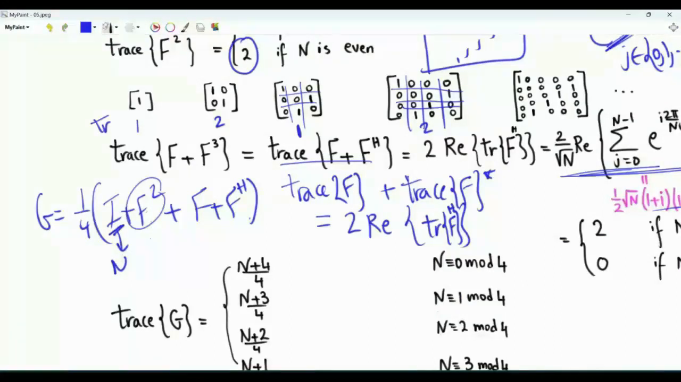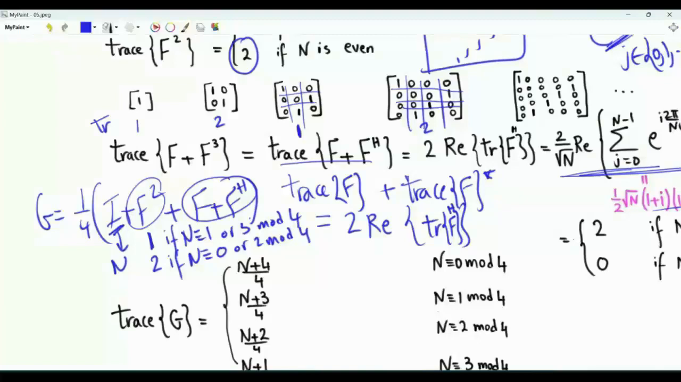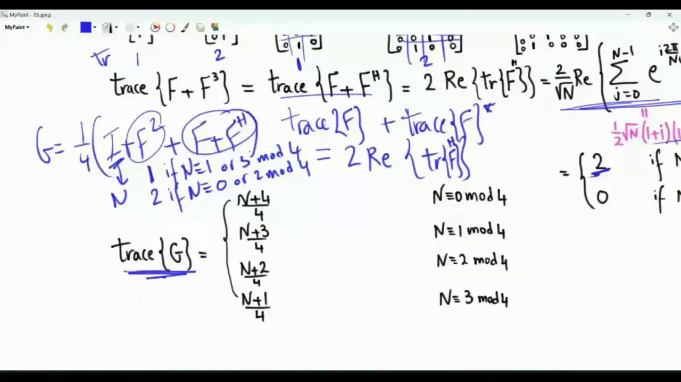For F squared, the trace is 1 if big N is odd. So the trace of F squared is 1 if big N is congruent to 1 or 3 mod 4. The trace is 2 if n is congruent to 0 or 2 mod 4. For F plus F Hermitian, the trace is 2 if n is congruent to 0 or 1 modulo 4 and is 0 if n is congruent to 2 or 3 modulo 4. Combining these results, this is the trace of G, and this is the algebraic multiplicity of the eigenvalue 1 for the unitary DFT matrix. What about the other eigenvalues?